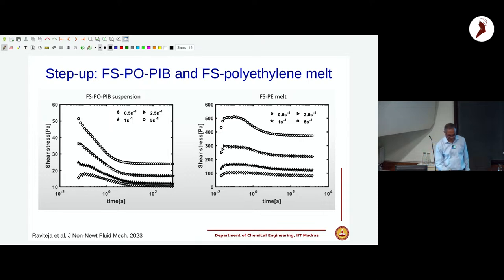And so this is a comparison between the paraffin oil on the one hand and polyethylene on the other. These are again step up experiments. So you are going to these particular strain rates from a strain rate of 0.1, where steady state is reached, and then you transition to a higher shear rate. In the case of polyethylene, you can clearly see the increase and then a decrease. Because you are going to a higher strain rate, there is a pronounced breakdown of the structure, and that decrease you can see. And the increase is not as evident in the case of the paraffin oil system.